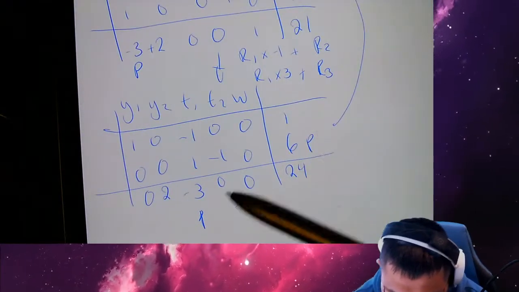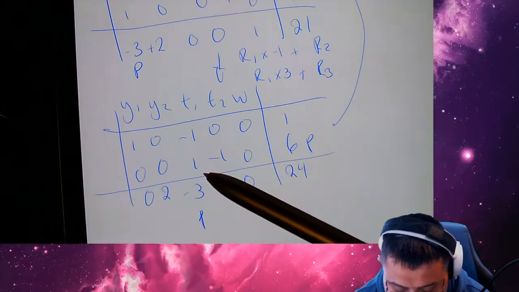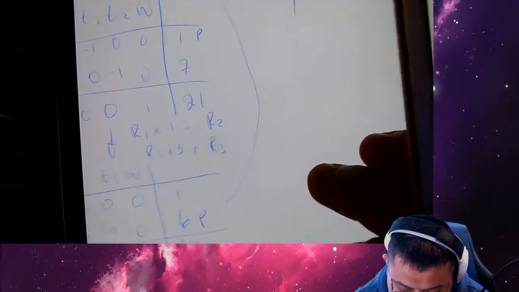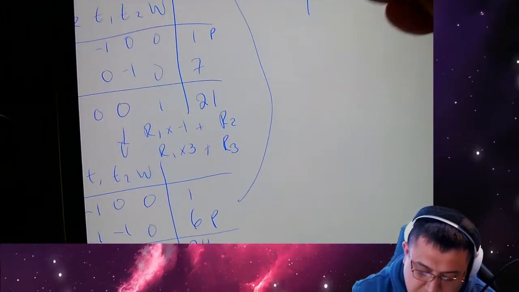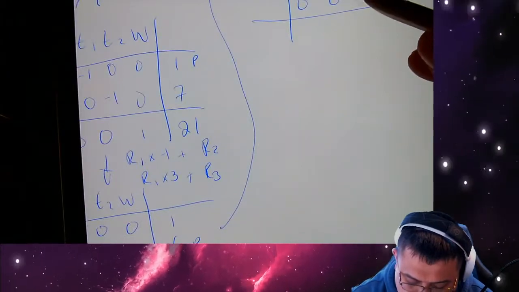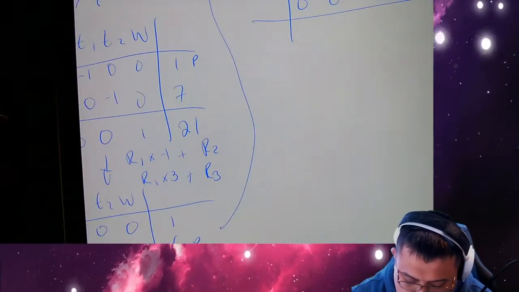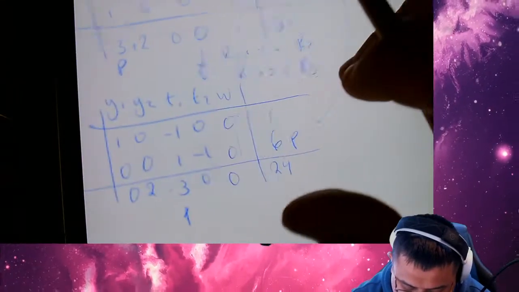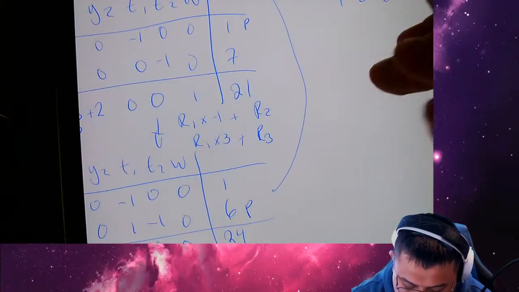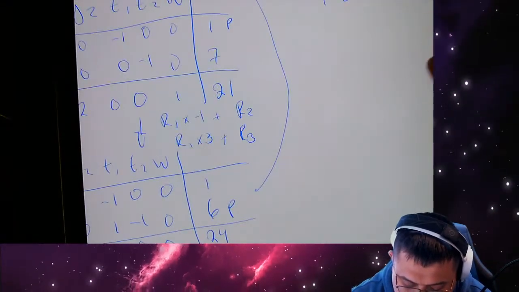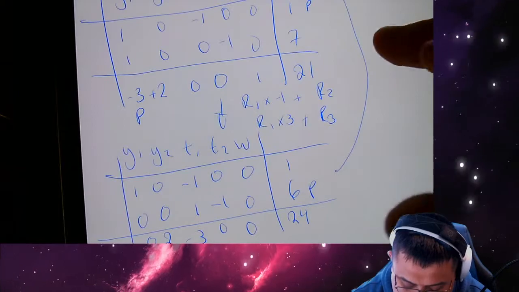So what we're going to do is get rid of this column next. In order to do that, we just add this upward. So first we're going to keep the same row: 0, 0, -1, +1, -1, 0, 6. And then 0, 0. Oh no, we keep this 2. Now none of this is going to change.